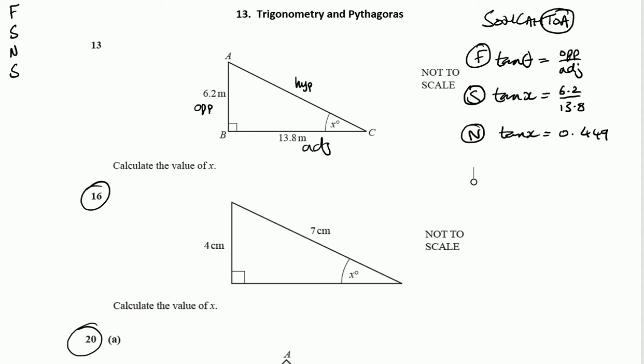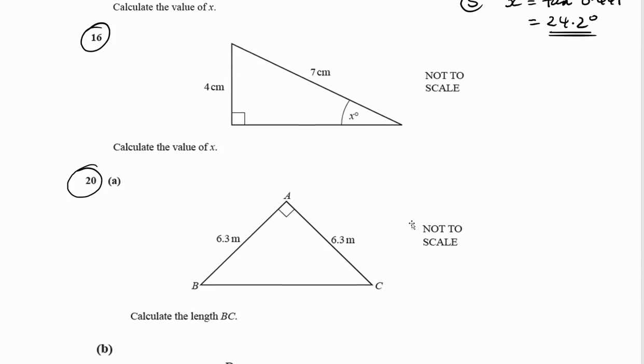0.449. Now to solve this equation, I need to get rid of this tan. I need to shift it out of the way. And that's precisely what we do. We shift the tan. And that goes for what we do on the calculator as well. We press the shift key to get an inverse tan of that number, and that's going to come out as 24.2 degrees. There it is. Let's look at the next question.